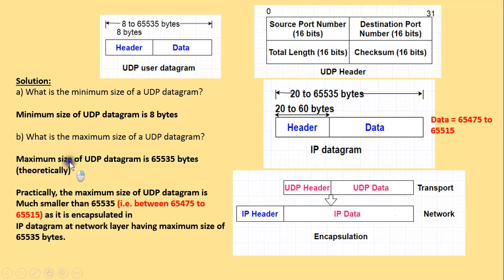So though theoretically the maximum size of UDP datagram is 65535 bytes, practically the maximum size of UDP datagram is much smaller than 65535 bytes. That is, it is between 65475 to 65515 bytes, as it is encapsulated in the IP datagram at the network layer, having maximum size of 65535 bytes.